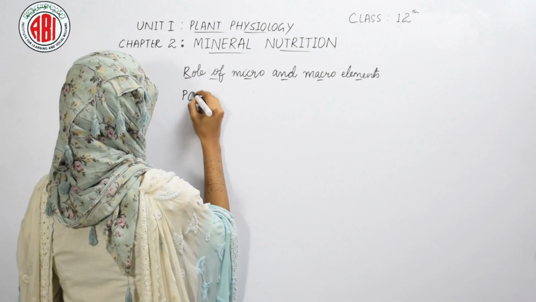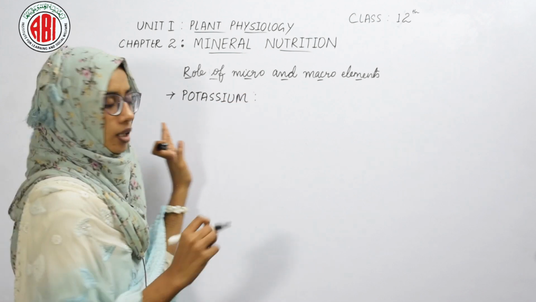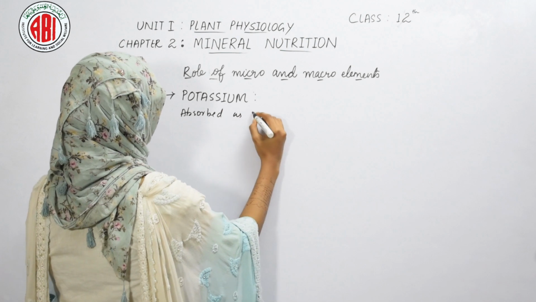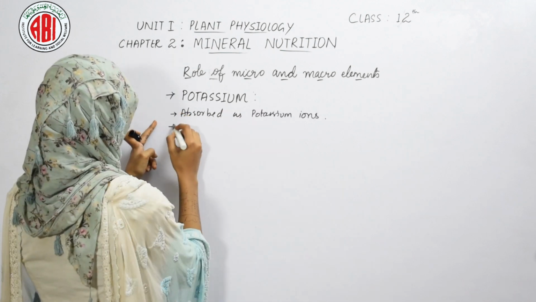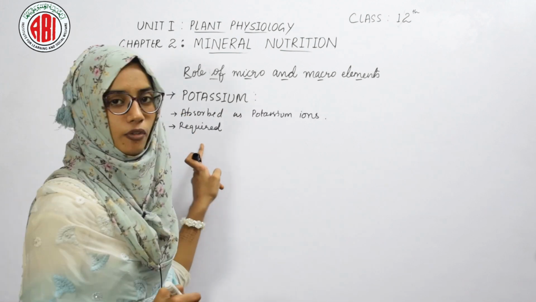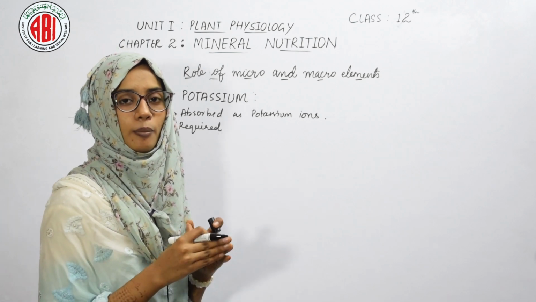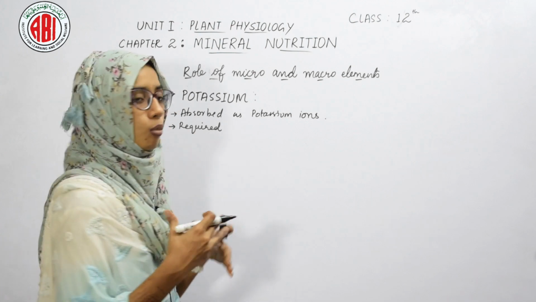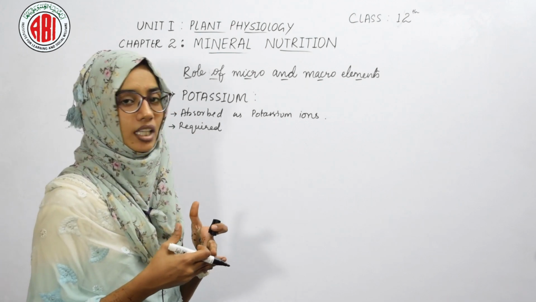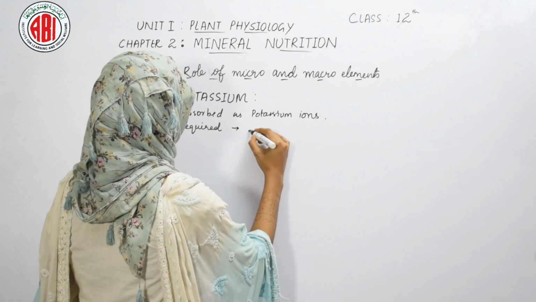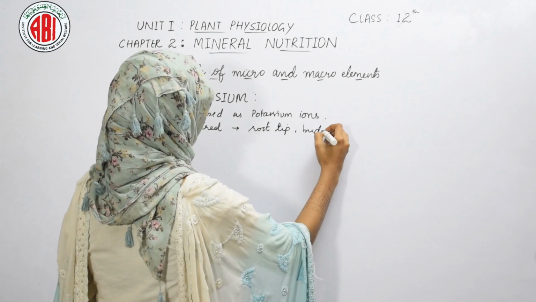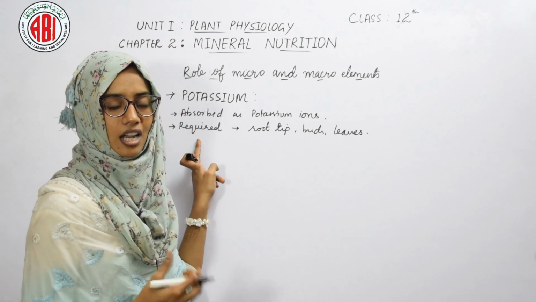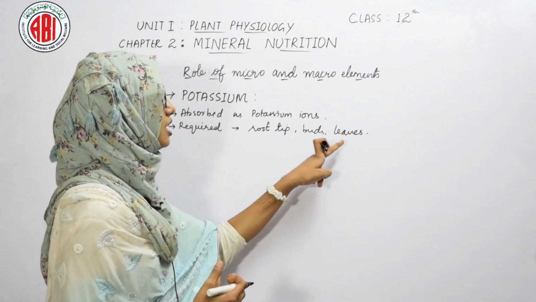Let us discuss the next element, potassium. The element potassium is absorbed as potassium ions from the soil and it is required everywhere. That means it is required by all the parts of the plant, but it is required in a larger quantity by some meristematic cells which are present in the root tip, in the buds or in the leaves. So the potassium ion is required in a large quantity by root tips, buds and leaves.